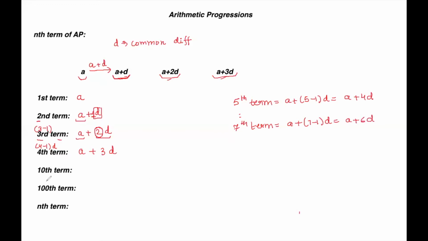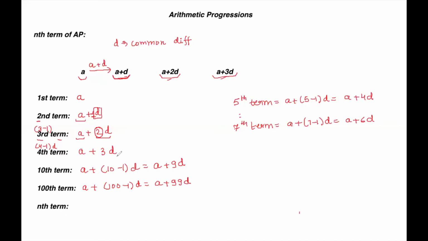So if I need to find the 10th term of the AP, what would it be? It would be the sum of A plus 10 minus 1 into D, right? That is equal to what? A plus 9D. Now let's say I need to find the 100th term of the AP. That would be equal to A plus 100 minus 1 into D, that is equal to A plus 99D. It is very simple actually.